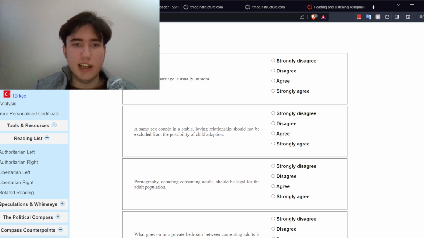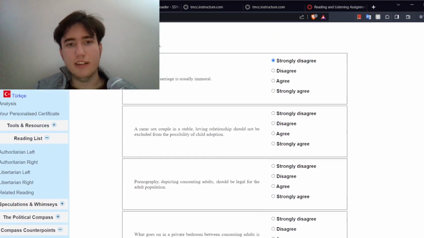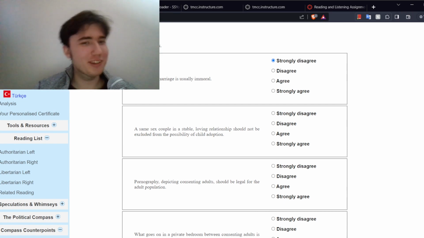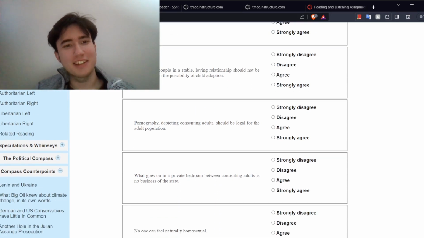Sex outside marriage is usually immoral. I would disagree with that. I don't see what... is marriage even moral in the first place? I'm not even convinced of that.